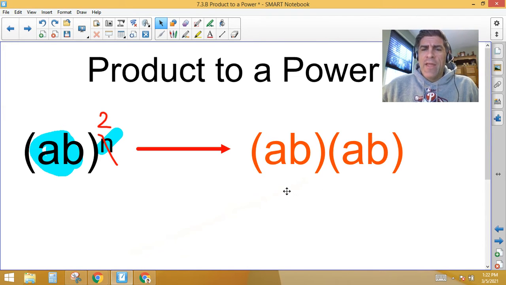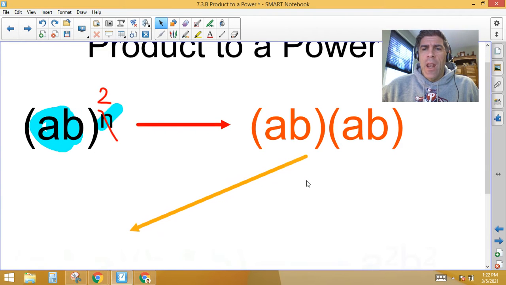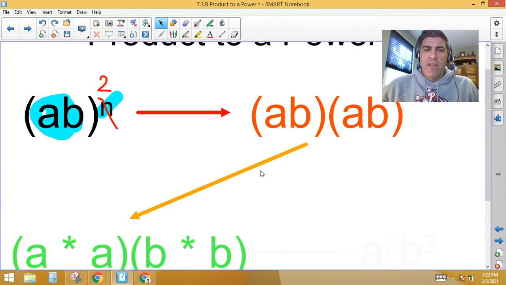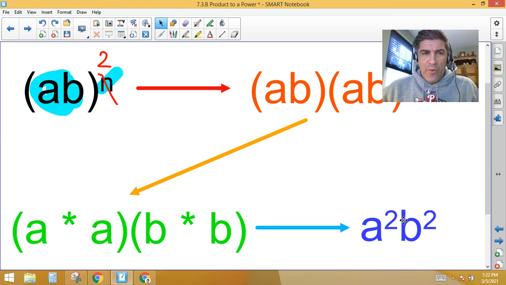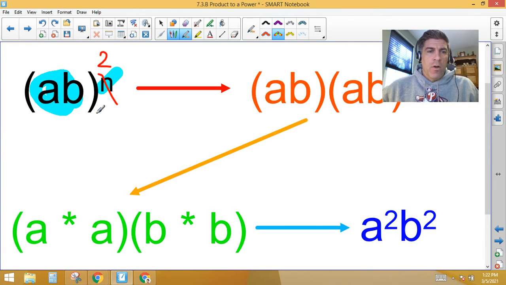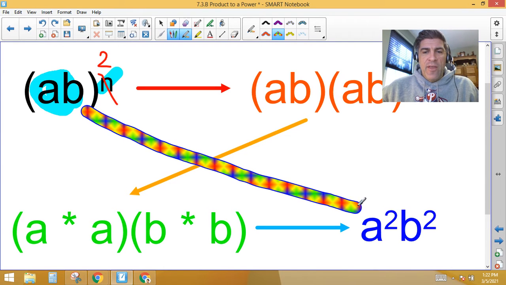All right, and now what I can do, I can rearrange to get my like bases near each other. I can put those A's together, get A times A, and the B's together, get B times B, because I'm allowed to move around when I multiply. And now A times A is the same thing as just A squared. B times B is just B squared. So what will be true is AB squared is going to be the same thing as A squared, B squared.